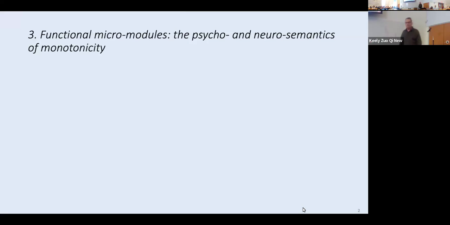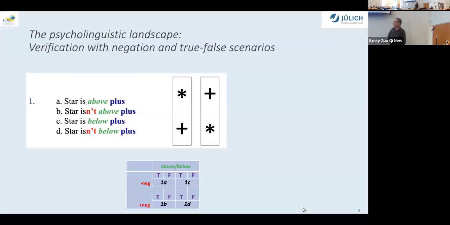And the question is, what are the micro modules which are functional? We're going to start with monotonicity. It's just a name, because the question is, what is monotonicity? Why should it live in a brain? I prefer to postpone these questions for later. It's not as if I'm glossing over them, but I want to tell you a story.